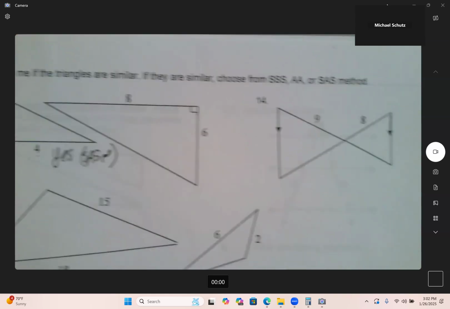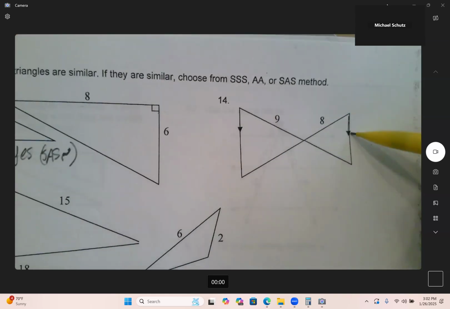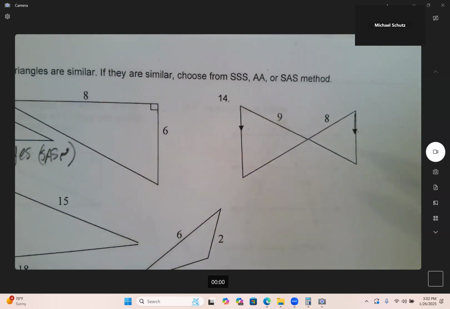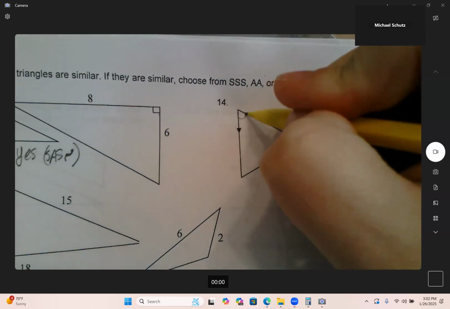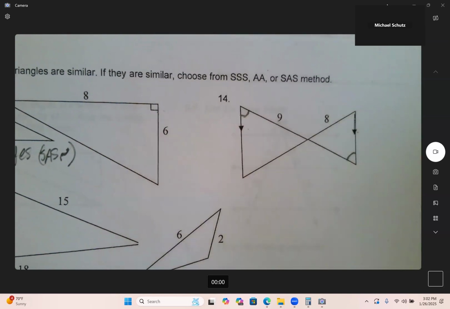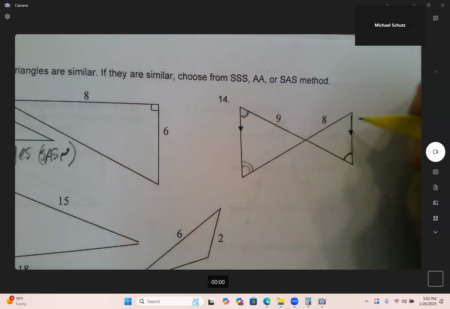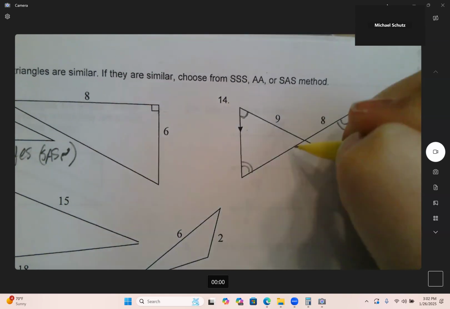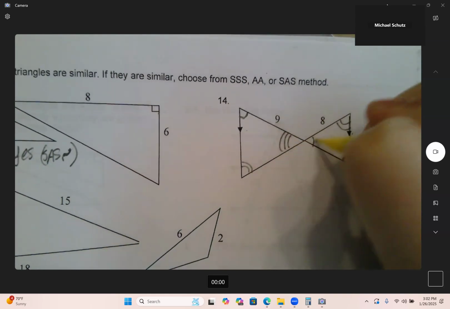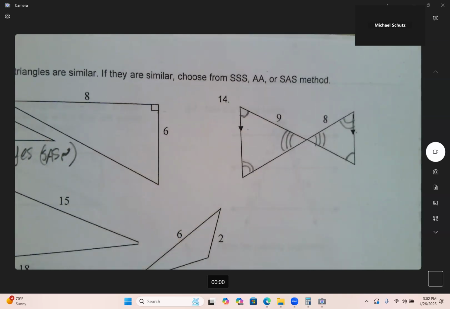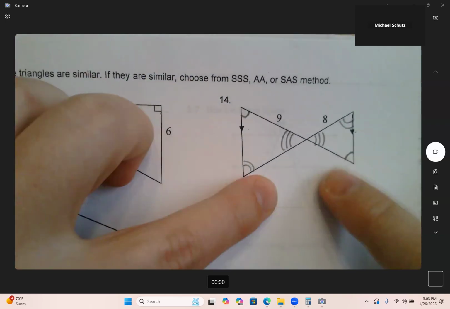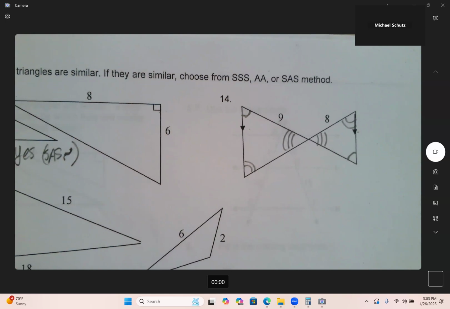Okay, let's look at number 14. Notice that they do have arrows on this, which means that these are parallel to each other. So we have some alternate interior angles that are congruent. We also have another pair of alternate interior angles congruent. We could even say that these vertical angles are congruent. The fact that they give you an 8 and a 9 is completely irrelevant because I don't know anything else about the measurements of these sides. So that's not going to do me much good here.